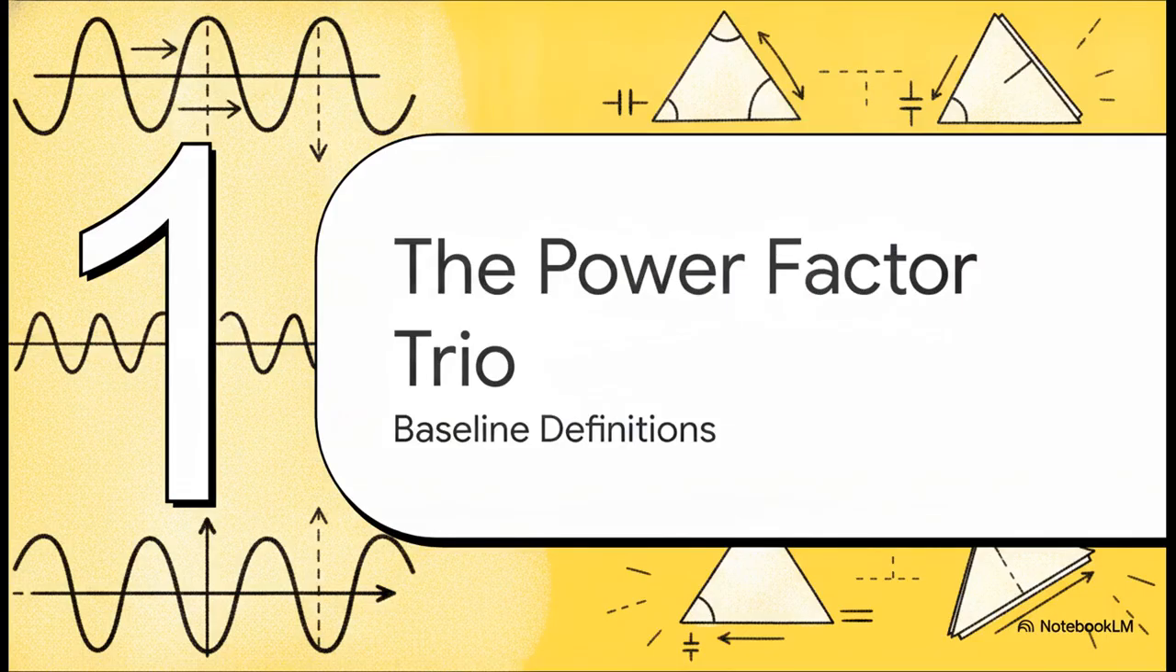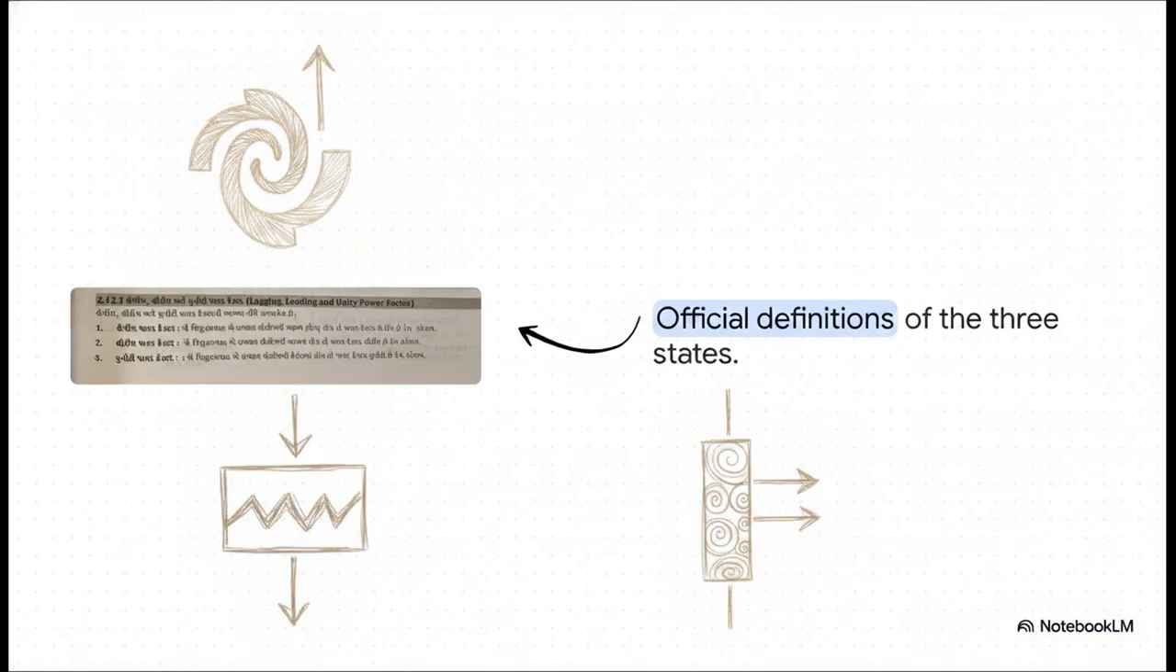All right, part one, the power factor trio, our baseline definitions. So, looking at this excerpt straight from our source material, a Gujarati engineering text, we get this beautifully simple baseline. You can see there are exactly three distinct ways that current and voltage interact in alternating current circuits: lagging, leading, and unity. Setting up this rule of three gives us our foundation for everything else we'll talk about today. Let's unpack that very first one.